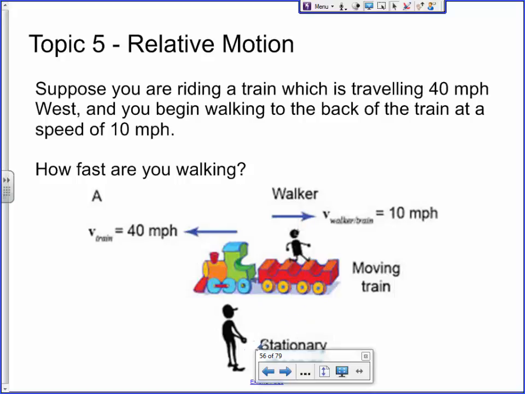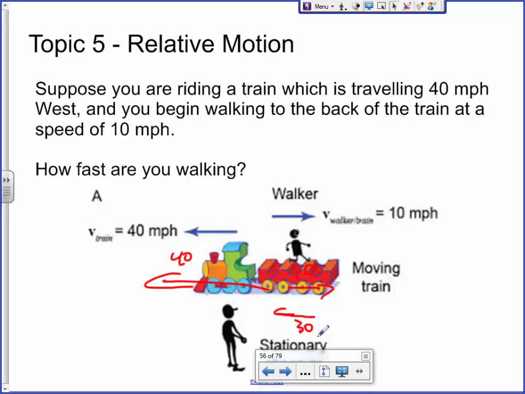But if there was someone able to see you, how fast would the person outside think you were traveling? Anyone want to hazard a guess? 30 going this way. Does that make sense? That would be the right answer. This person here, if they could see you, they would see the train traveling this way at 40. They would see you traveling this way at 10. So that 10 doesn't show up very well. So this person would see you traveling this way at 30.